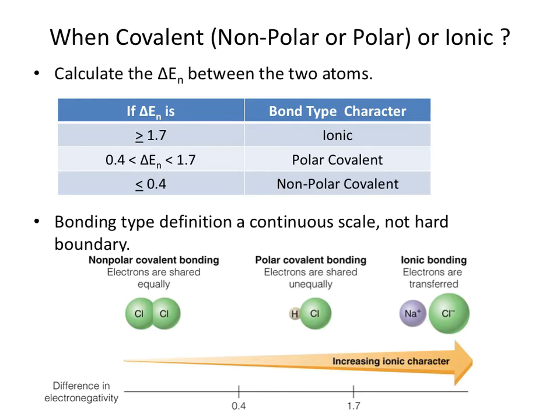So when we do our calculations, we just use this chart here: ionic character is greater than 1.7, polar character is less than 1.7 and greater than 0.4, and anything equal to or less than 0.4 is going to be nonpolar. Right, so here's some examples. Hydrogen chloride is polar covalent, and sodium chloride is going to be ionic.